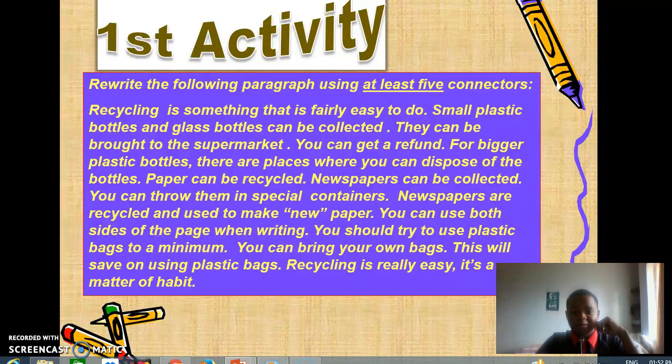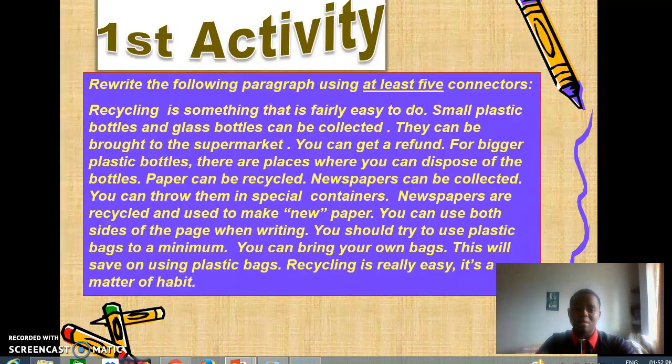You can use both sides of the paper when writing. You should try to use plastic bags to a minimum. You can bring your own bags. This will save on using plastic bags. Recycling is really easy. It's a matter of habit.